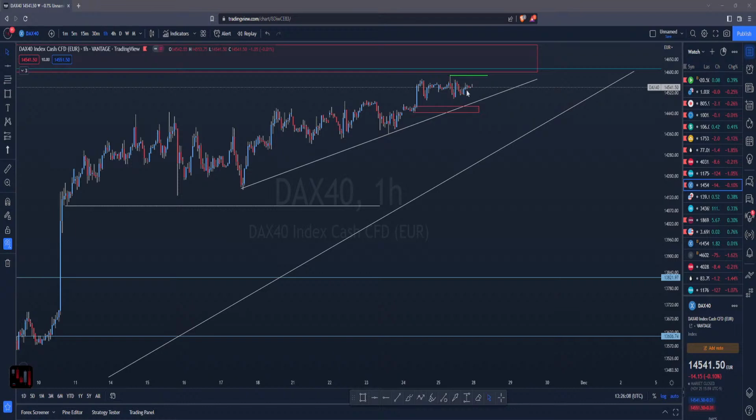Looking at this level, this one, I would love to see this one being taken and price respecting a little bit and doing something like this. Something like this happening in here. Maybe this then is going to become a really important demand zone. Yep, I would love something like this to happen.